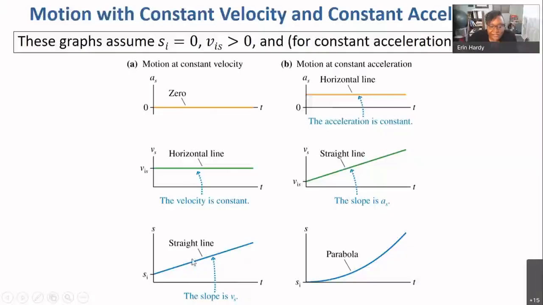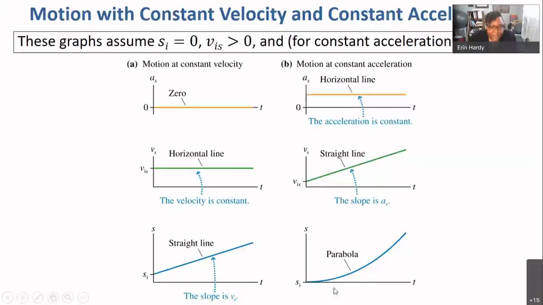So here on the left, let's start at the bottom. We have a straight line, so no curvature at all. If we were to calculate the slope of this line, we would get the y-intercept of the next graph, which is velocity. And if we calculate the slope of this graph, we get the y-intercept of the next graph, which is acceleration. Now, these are all for cases where a is equal to 0.